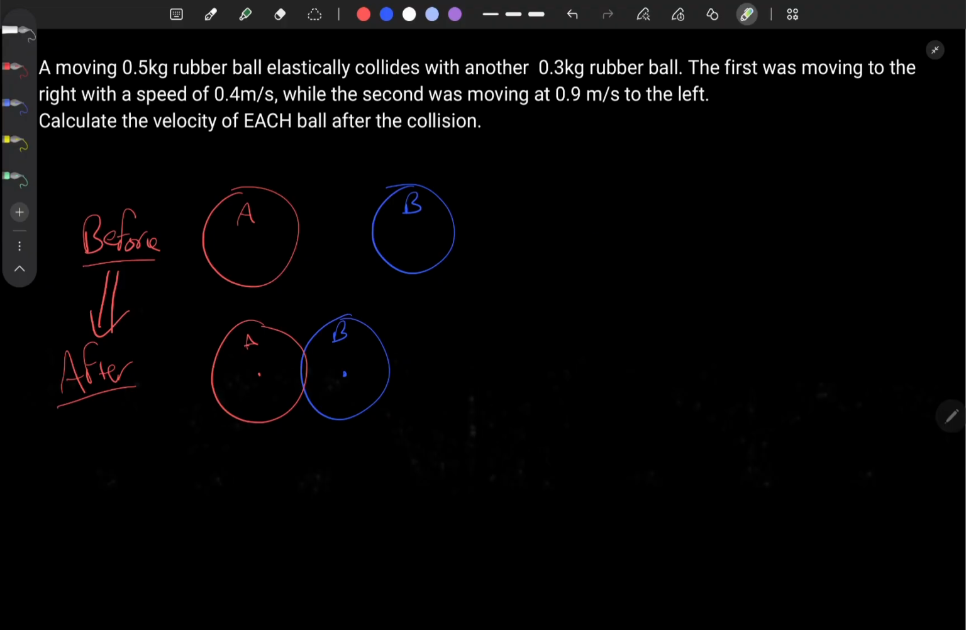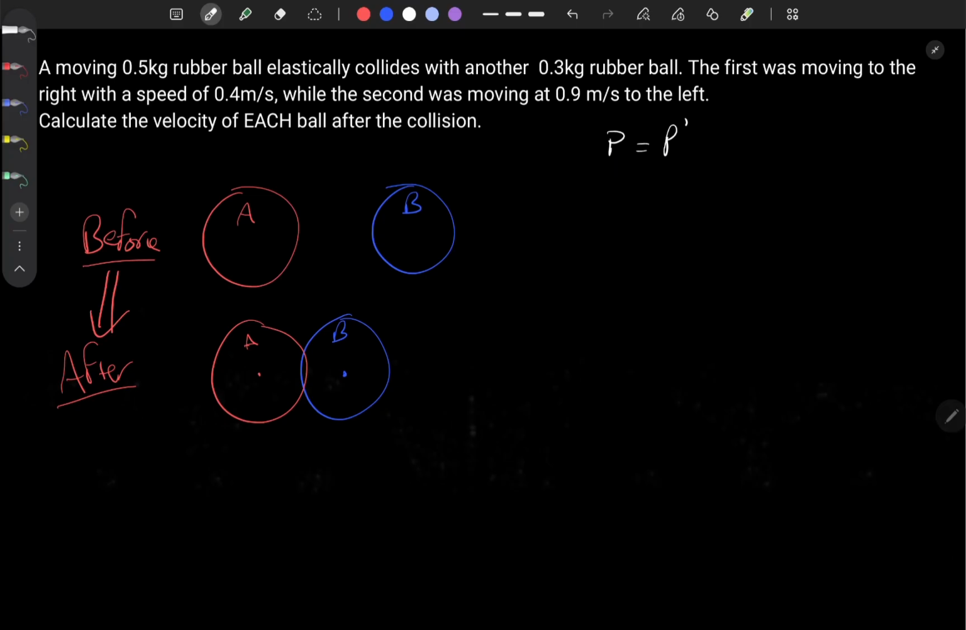And by using the kinetic energy formula, or the conservation of energy, which is kinetic energy is equal to kinetic energy prime, which means the kinetic energy before the collision is equal to the kinetic energy after the collision. So let's start with the momentum conservation formulas. So P is equal to P prime, the momentum before is equal to the momentum after the collision.